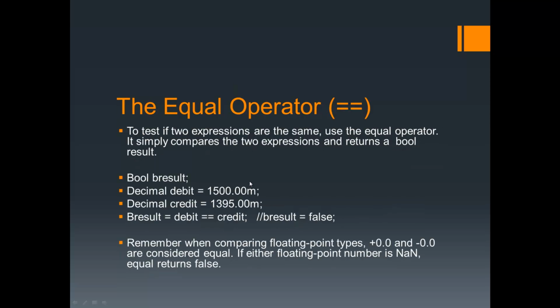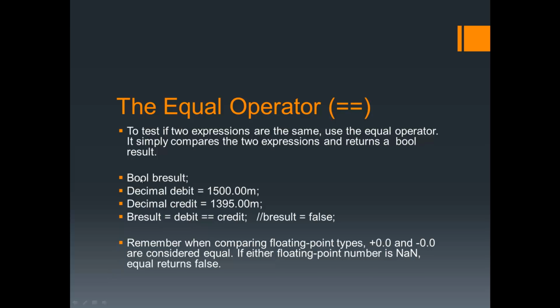Okay, we've got the equal operator. What we're looking for here is testing to see if a certain value is equal to another value, and the equal operator is signified by the double equal sign. So basically, to test if 2 expressions are the same, you use the equal operator, double equal sign, to simply compare the 2 expressions, and it returns a bool result, bool or boolean.